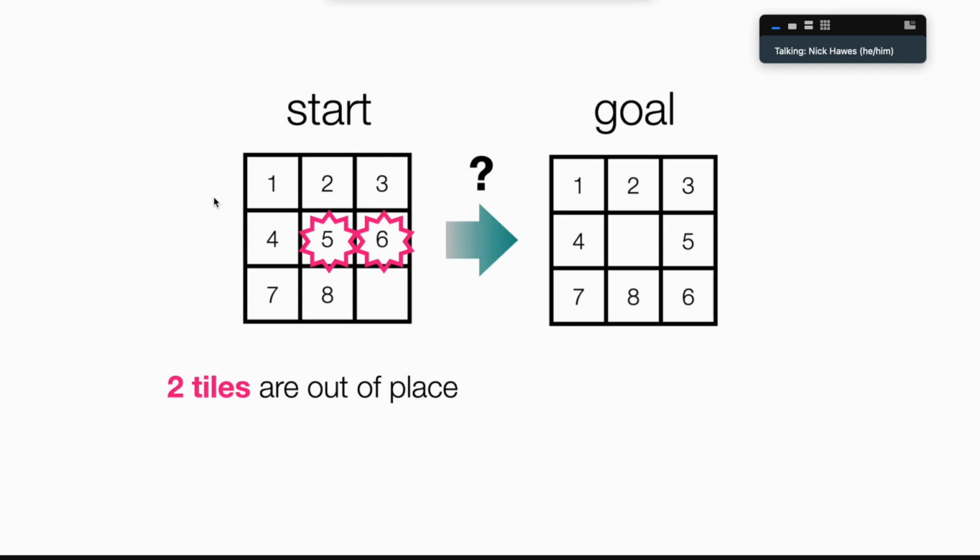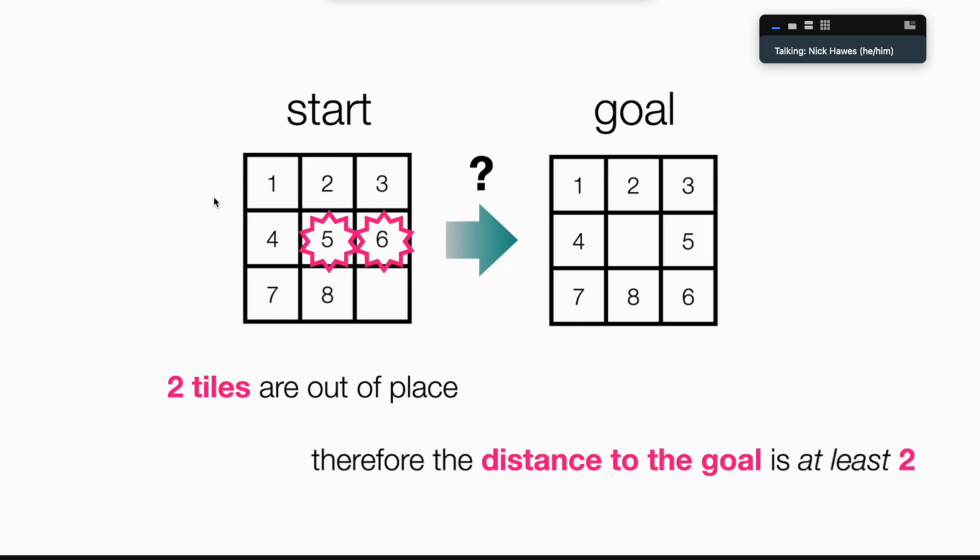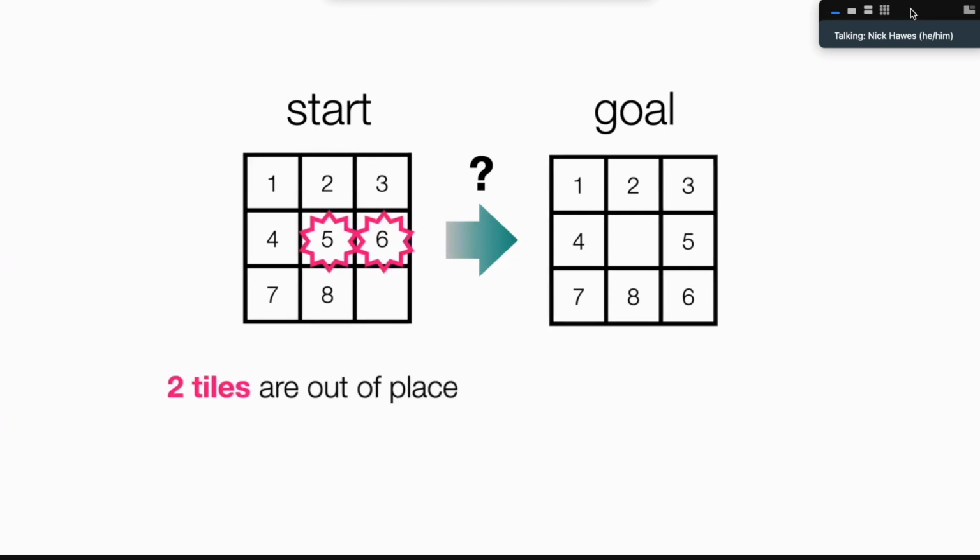Here we can just look at the two states and ask how many tiles are out of place between our current state, or our start state, and our goal state. In this case, there are 2 tiles out of place. Therefore the distance to the goal, i.e. the number of actions to reach the goal, is at least 2. We know those tiles have to move, so we have to perform at least 2 actions. We might have to perform more in certain cases.